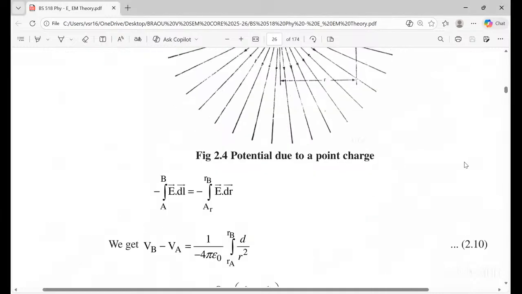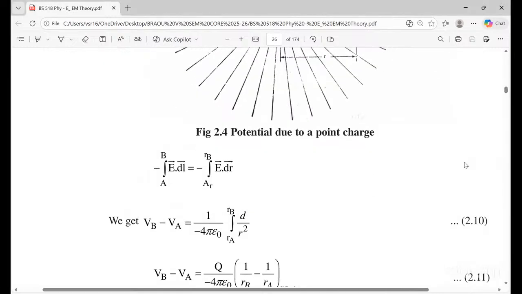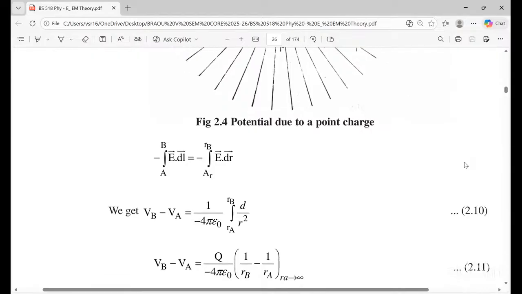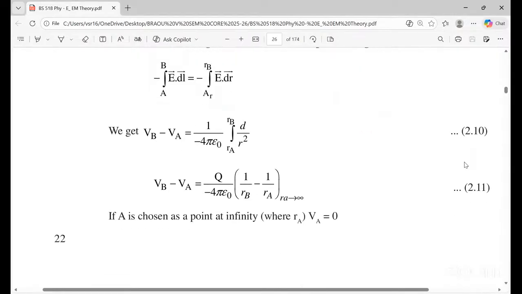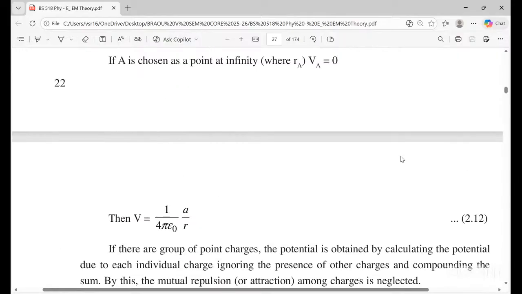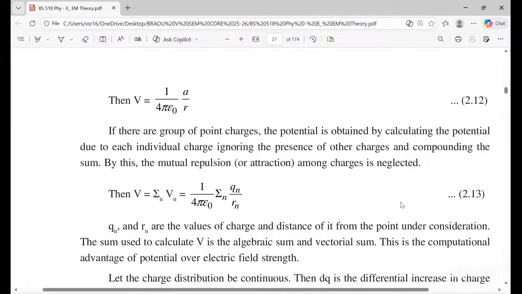So from this equation, you can easily calculate what the VB minus VA value is: 1 by 4 pi epsilon naught into Q by r. So if point A is at infinity distance, there itself the electric potential VA value should be 0. By substituting, you may get V equals 1 by 4 pi epsilon naught Q by r, not Q by R square. This is a print mistake.